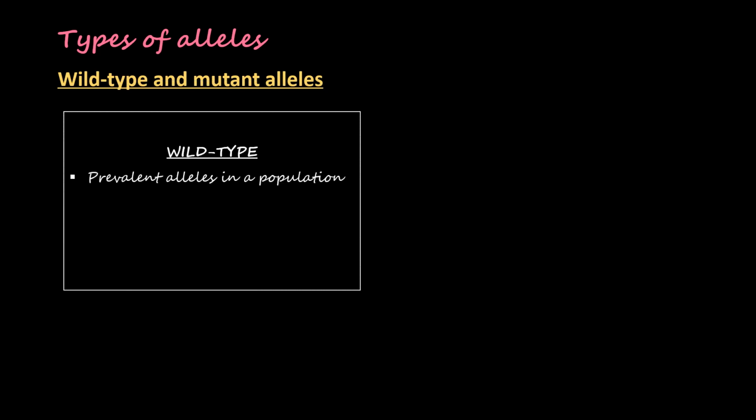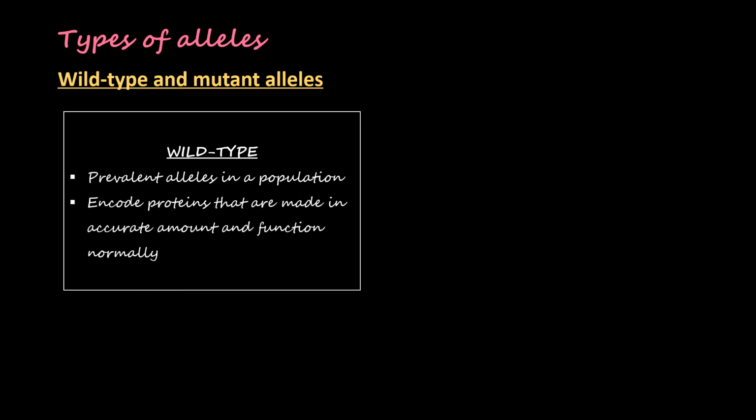There can be different types of alleles, wild type and mutant alleles. A wild type allele is the one which is prevalent in a population. They encode proteins that are made in accurate amount and function normally.